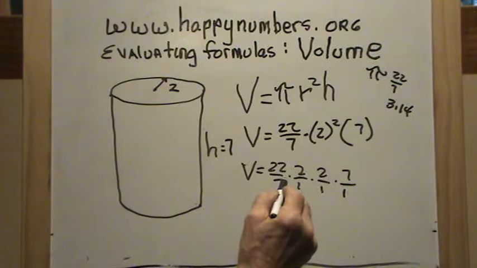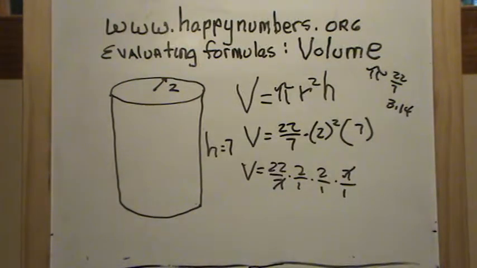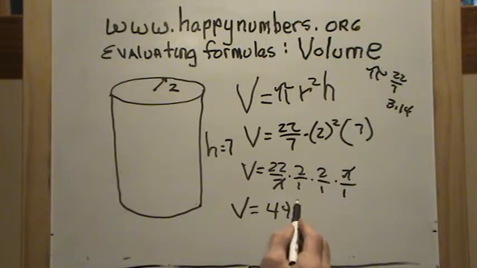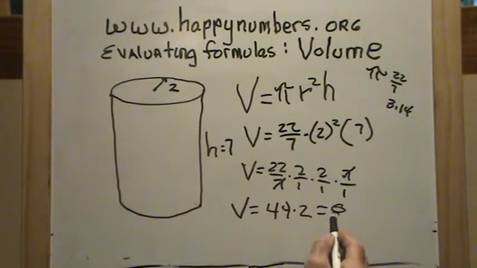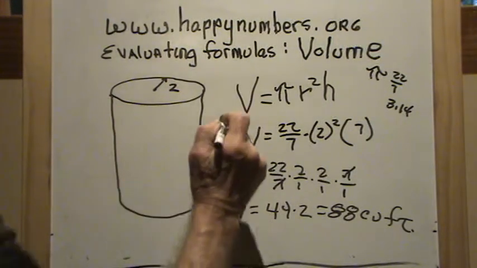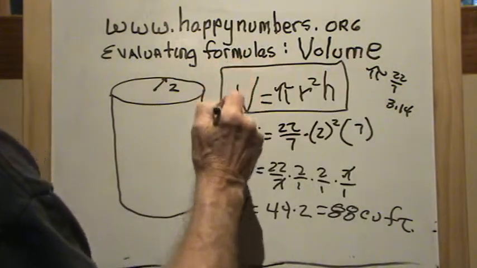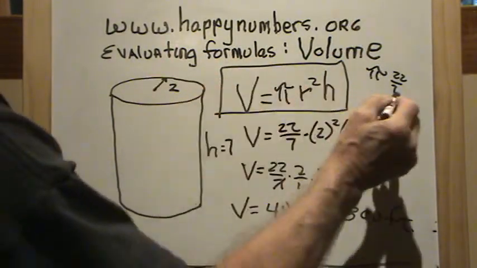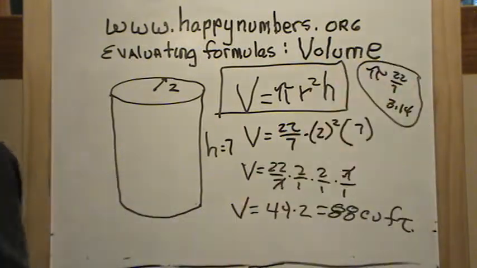Well, we know we can cancel out the 7 and the 7. So now our volume is 22 times 2, which would be 44, times 2, which would be 88 cubic feet. Cubic feet because we're dealing with volume. Well, that's the formula then for the volume of a cylinder. And again, you will never have to memorize that formula. This formula will always be given to you, and pi will always be given to you.